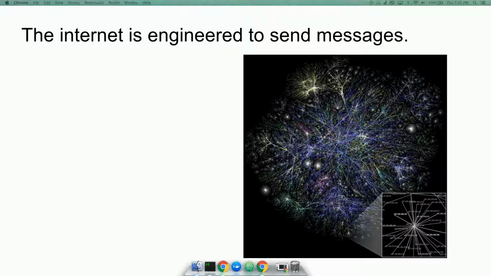So the internet is engineered to send messages. That's why it's so successful. This is, I think, from two years ago. Someone mapped out the breadth of the internet. And so let's investigate how it works.